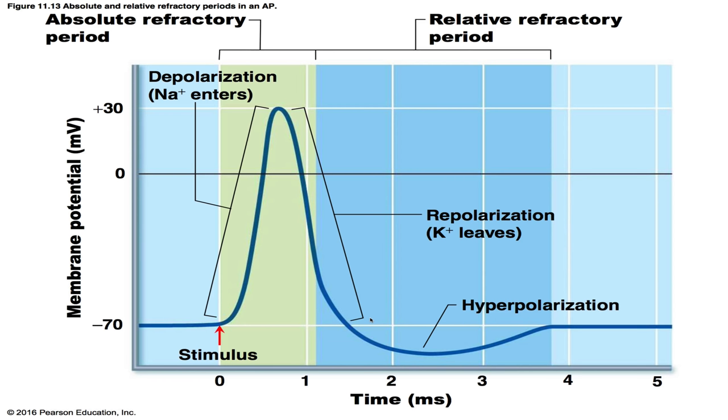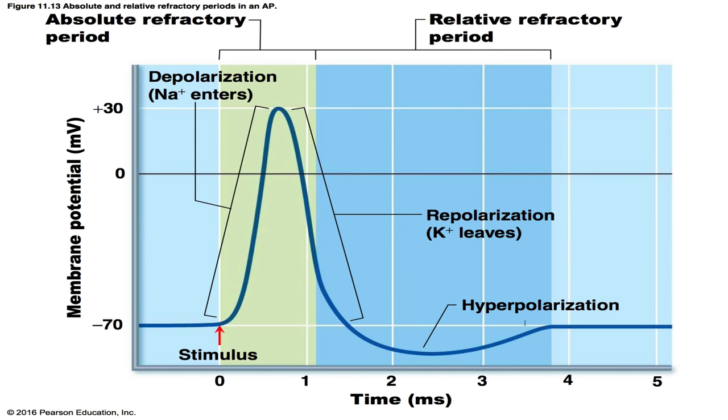And it's because of these extra voltage-gated potassium channels that are still open that we get this hyperpolarization, because these potassium ions are still continuing to leave the cell. So even after the minus 70, some of these potassium voltage-gated channels are open, and potassium continues to leak out. As they're going out, we go well below the minus 70 point. So now we're at maybe minus 90.